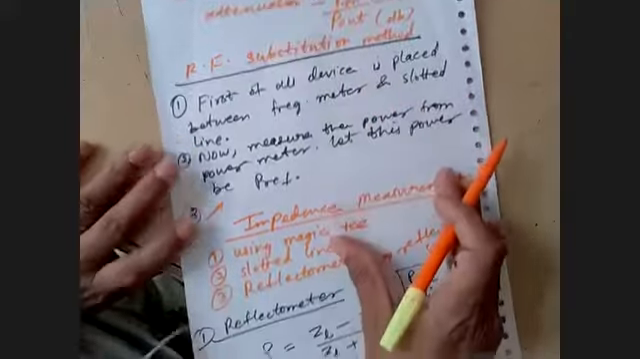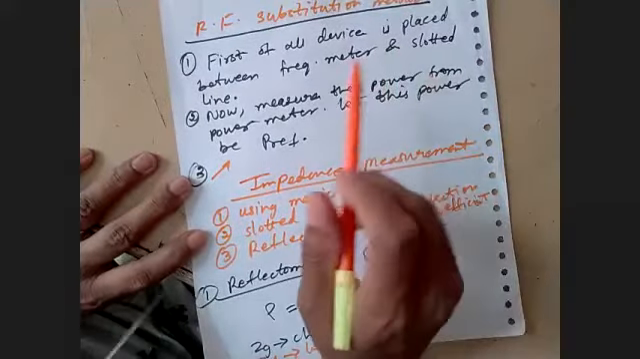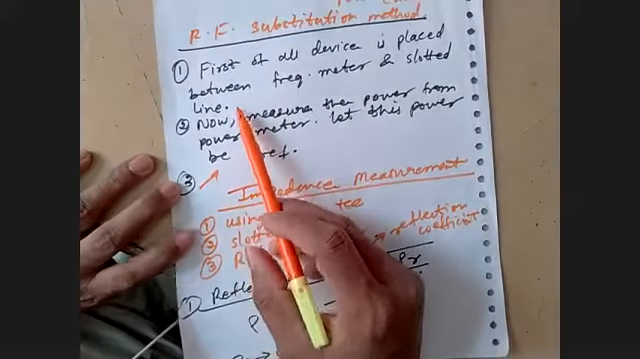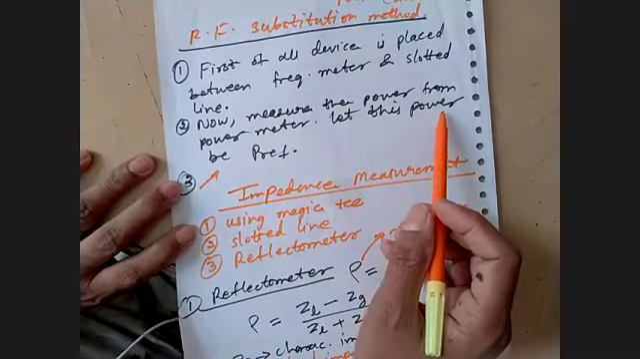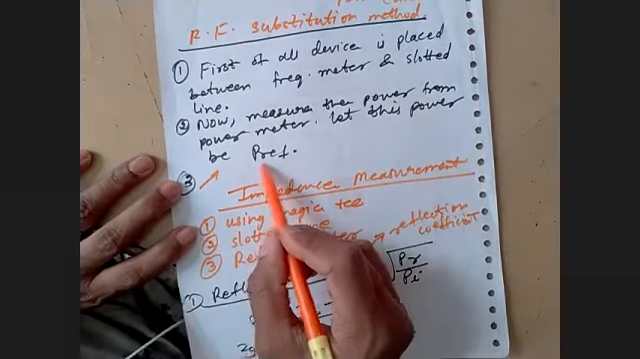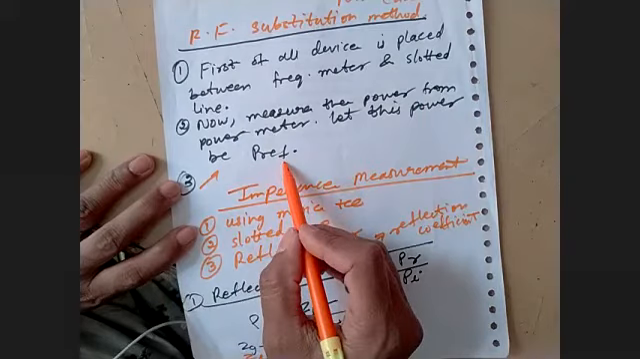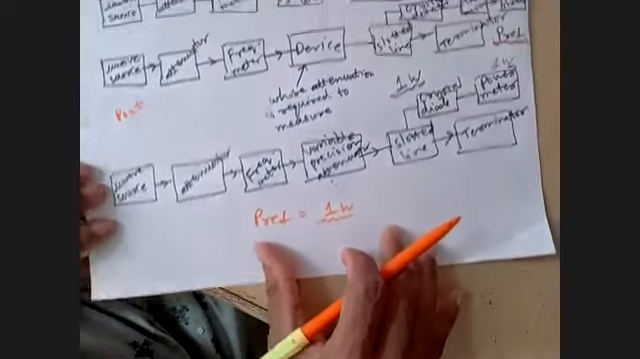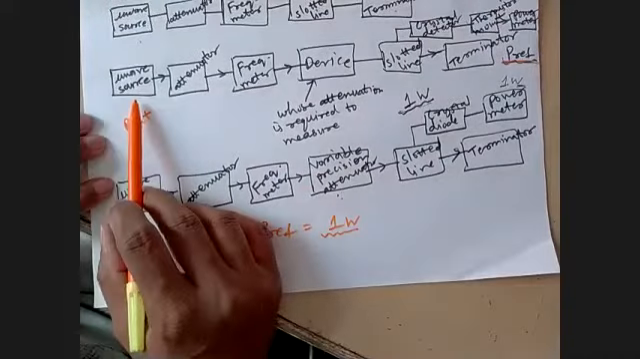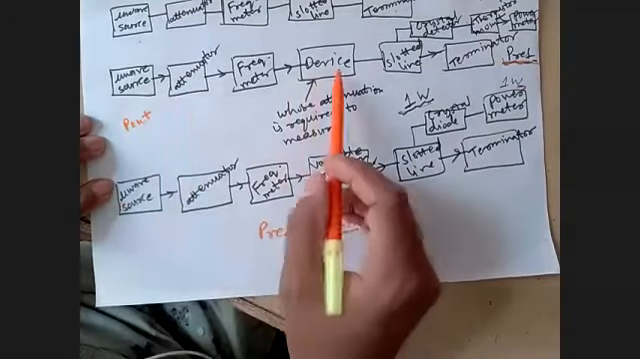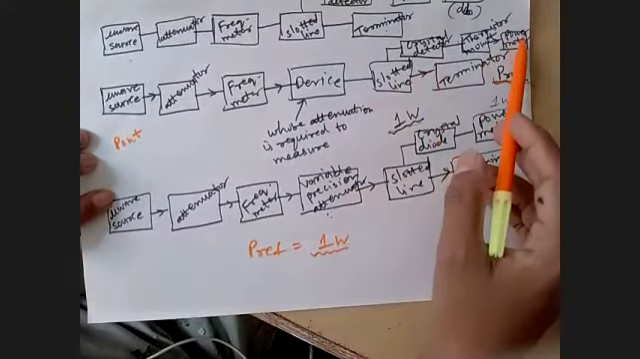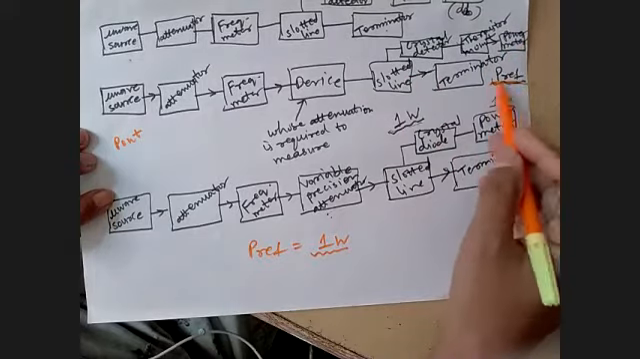In the RF substitution method, first of all, the device whose attenuation is required to be measured is placed between the frequency meter and slotted line. Now measure the power from the power meter, which is giving the power directly in dB. Let it be denoted by P reference. So this is the first setup of the RF substitution method, in which the device is placed between frequency meter and the slotted line. Now measure the power, and let this power be the reference power.